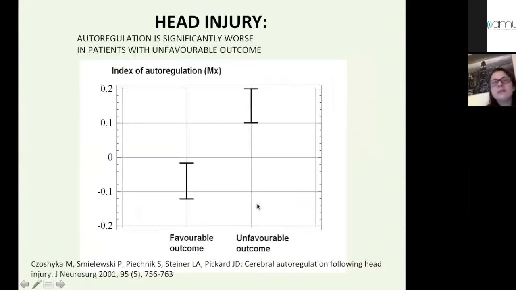And this is actually important, and it does work because Mx, this index of autoregulation, is strictly correlated with the outcome of the patient. And as you can see, when the Mx is positive, and I remind you that when it is positive, it's because the patient is not autoregulating, the patient has got an unfavorable outcome. On the opposite, when the index of autoregulation is negative, it means that the patient has got a favorable outcome. I hope it's clear so far.